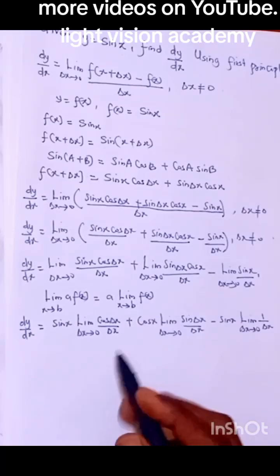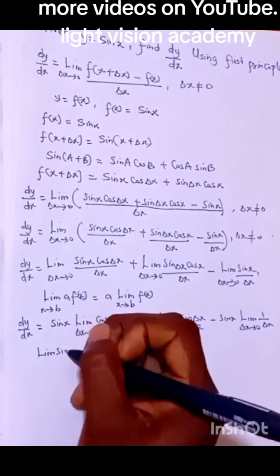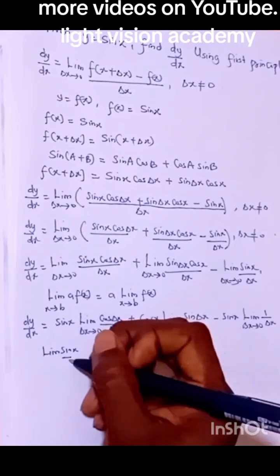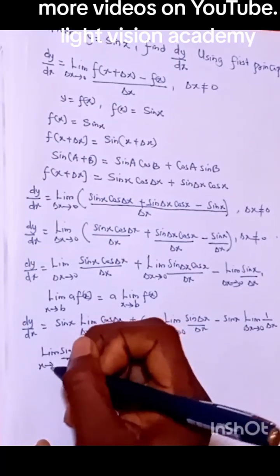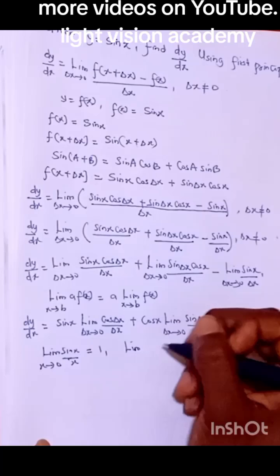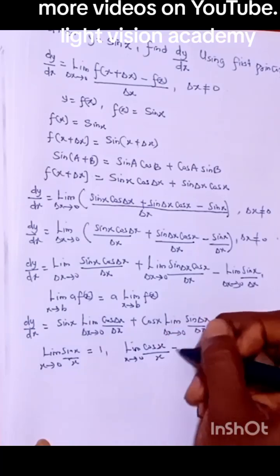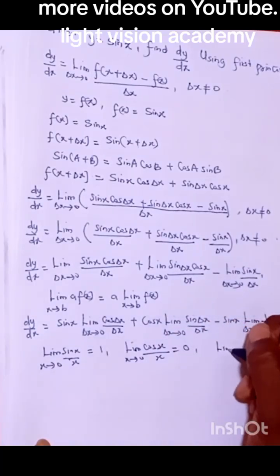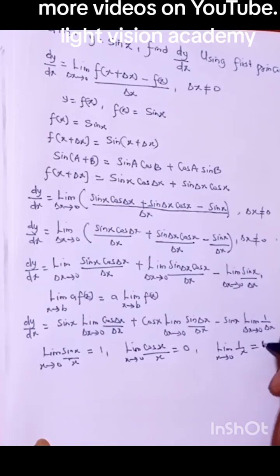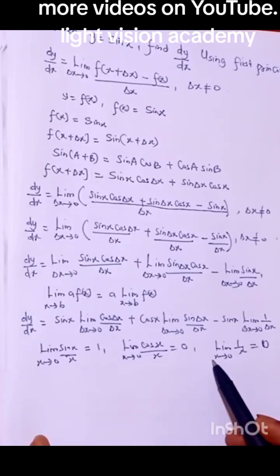Okay, so now we bring in another relationship which says that the limit of sin x over x as x tends to 0 is equal to 1. Then the limit of cos x over x as x tends to 0 is equal to 0. Then the limit of 1 over x as x tends to 0 is equal to 0. Now, don't forget this relationship gotten from the L'Hopital rule.